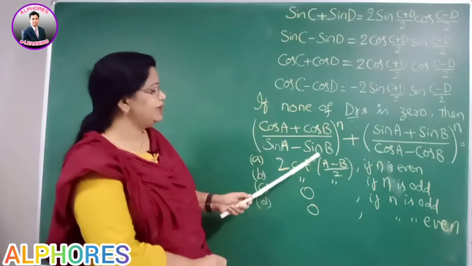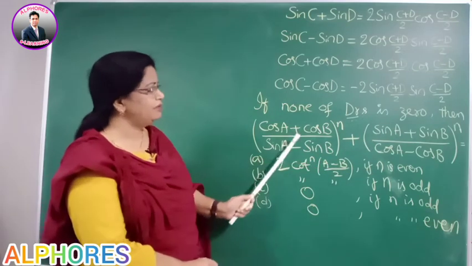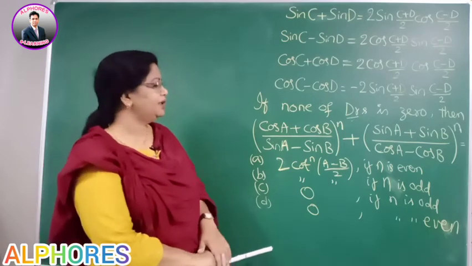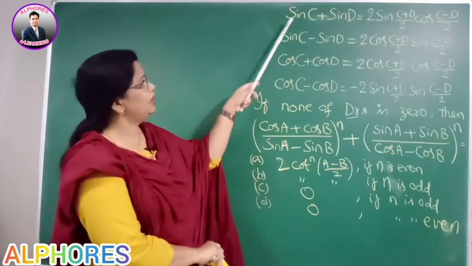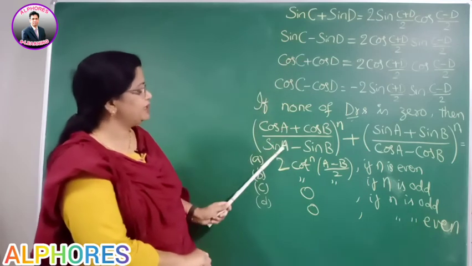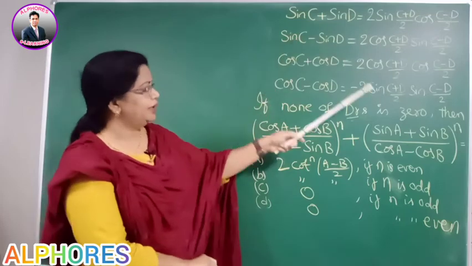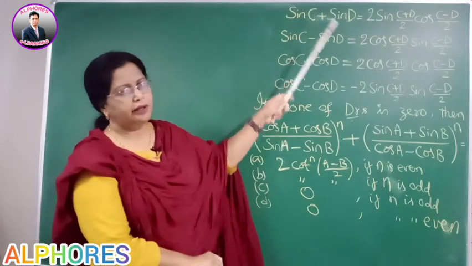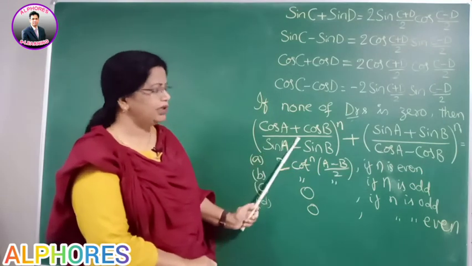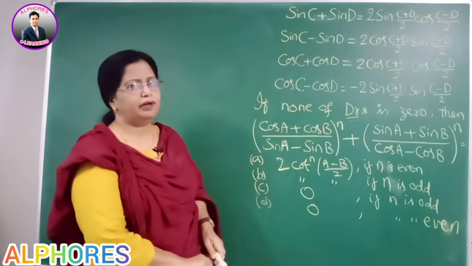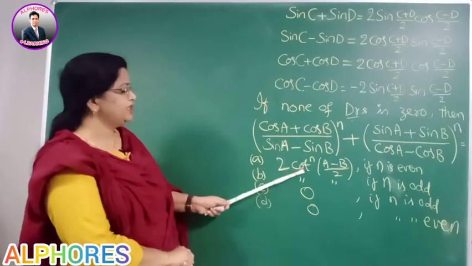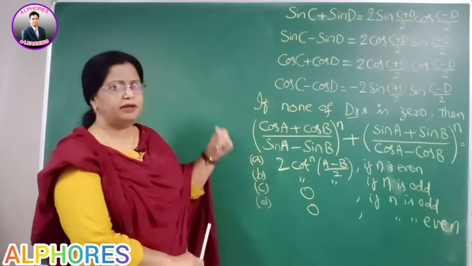So observe this value, both are one and the same. The only difference is the numerator and denominator values. Now did you observe, students, here they used all formulae of these: cos c plus cos d, sin c minus sin d, and next sin c plus sin d, and next cos c minus cos d. That means this problem is covered by all these 4 formulae. Now what about the options given? This is again a more than one answer type of question.